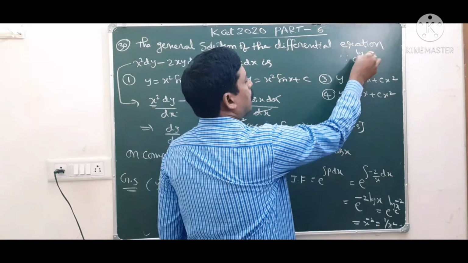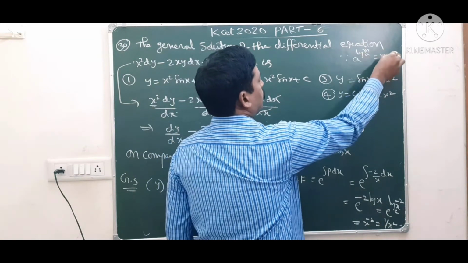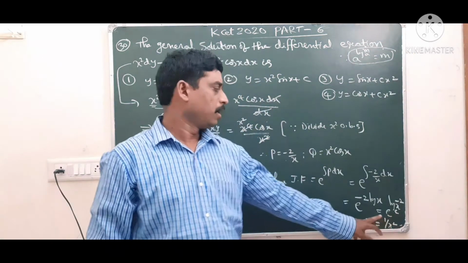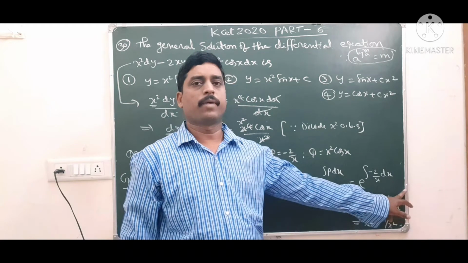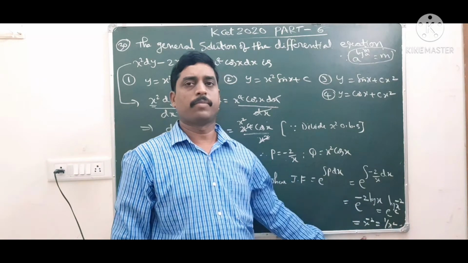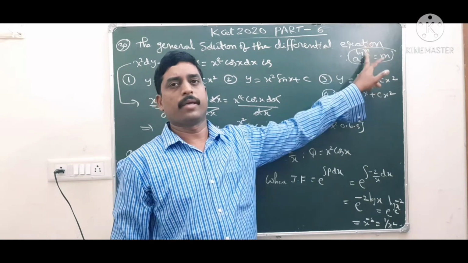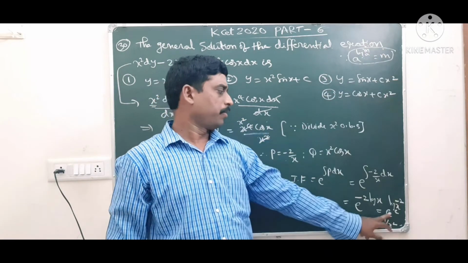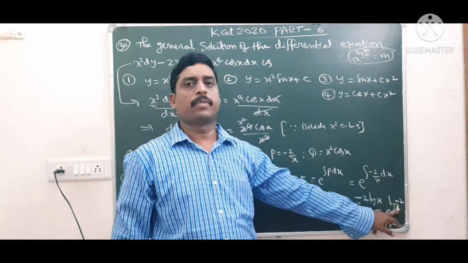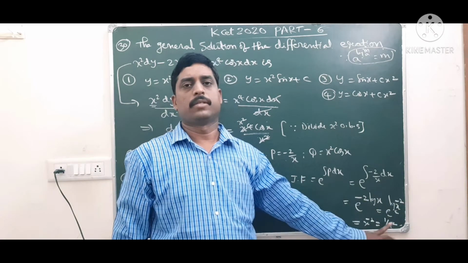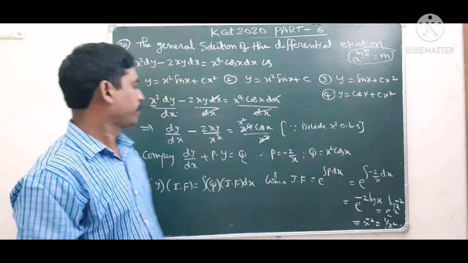The formula a to the power log m base a is equal to m is used in this place. e to the power log x to the power minus 2 base e is nothing but x to the power minus 2 according to this formula, a to the power log m base a is equal to m. So e to the power log x to the power minus 2 base e is equal to x to the power minus 2, which is equal to 1 by x square.